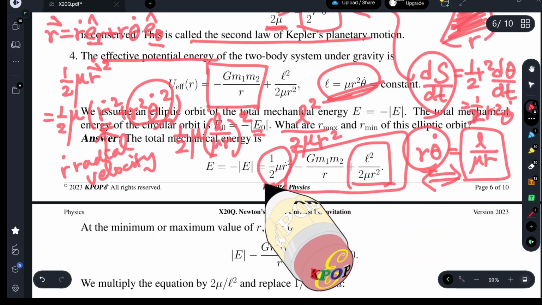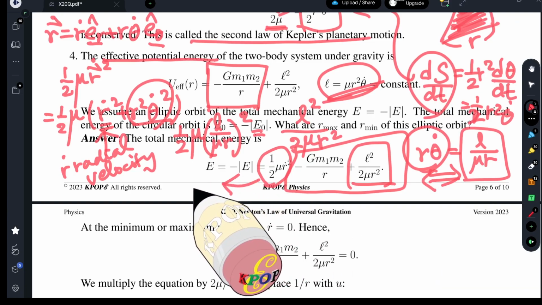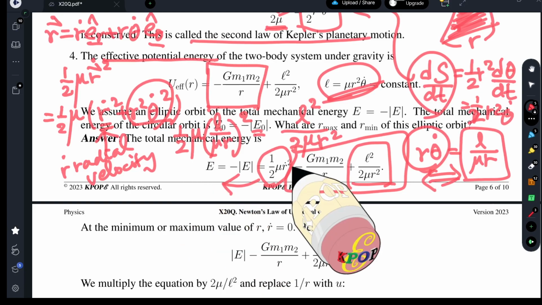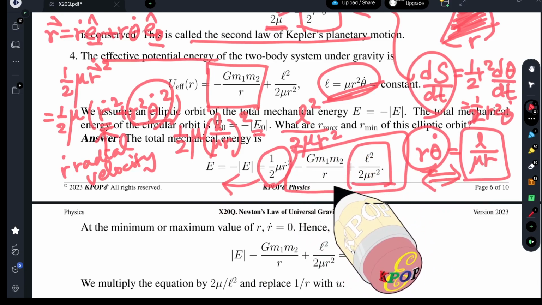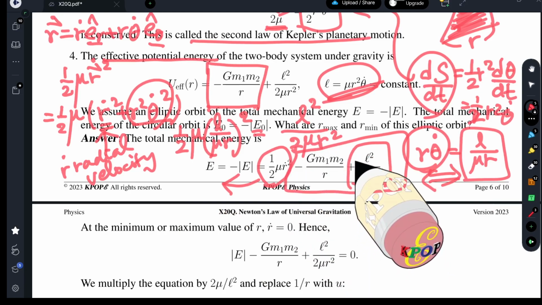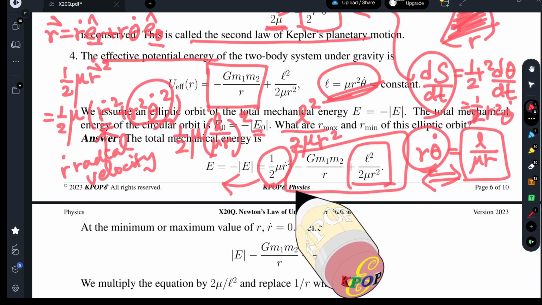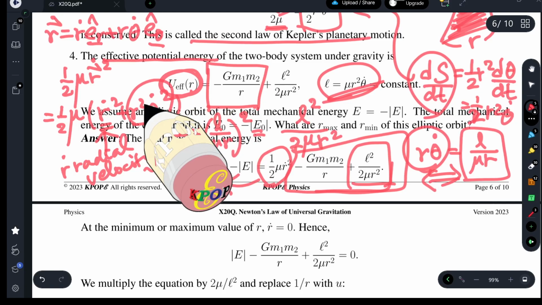Therefore, we say this is the effective kinetic energy, that is, the radial kinetic energy. And the remaining piece, that is the sum of the gravitational potential energy and the rotational kinetic energy, we call the effective potential energy.